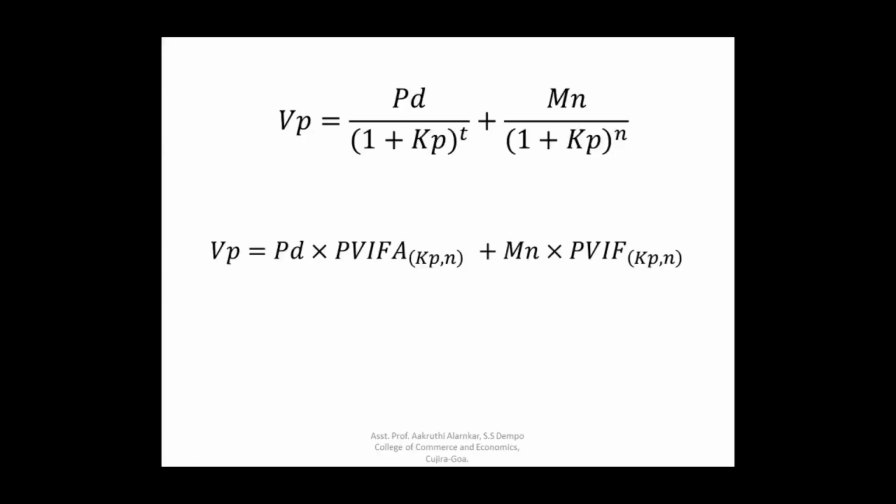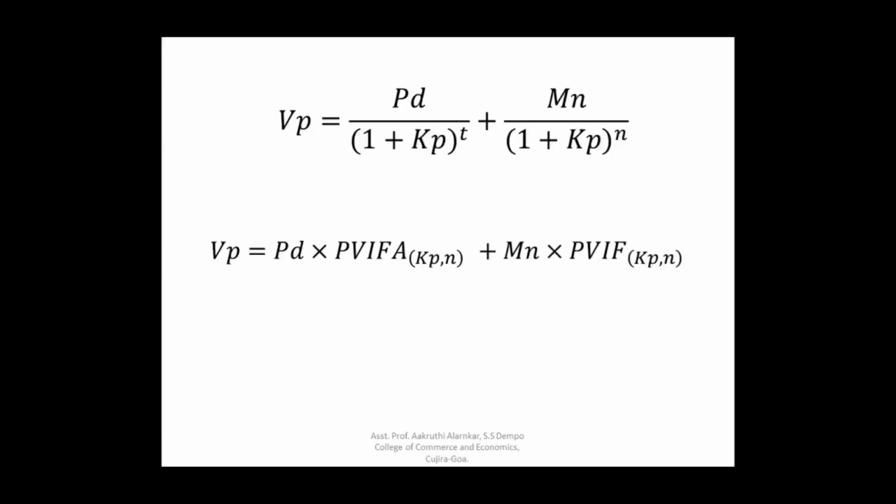Now it will depend whether it is semi annually, weekly, monthly. What you are getting the dividend on, that will depend on the terms on which the preference dividend was issued by the company. Okay, but the same formula with respect to bonds, whatever we have seen, the same thing is with respect to value of preference shares.